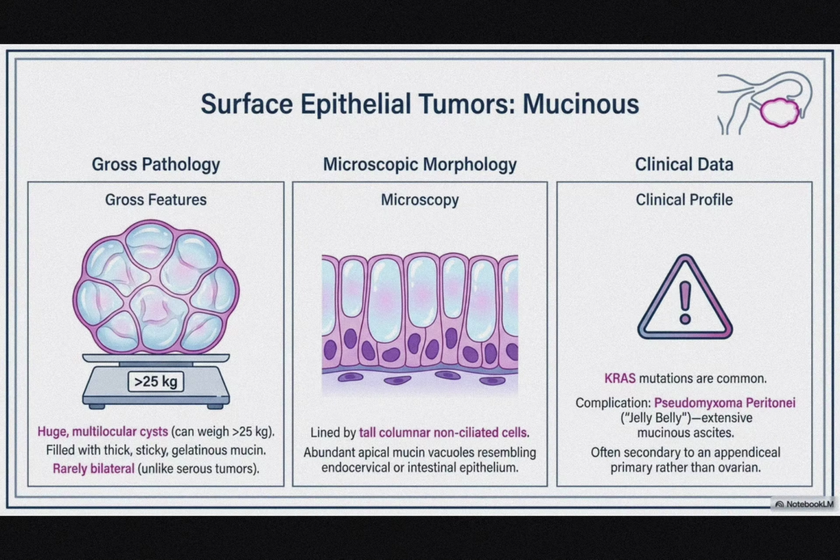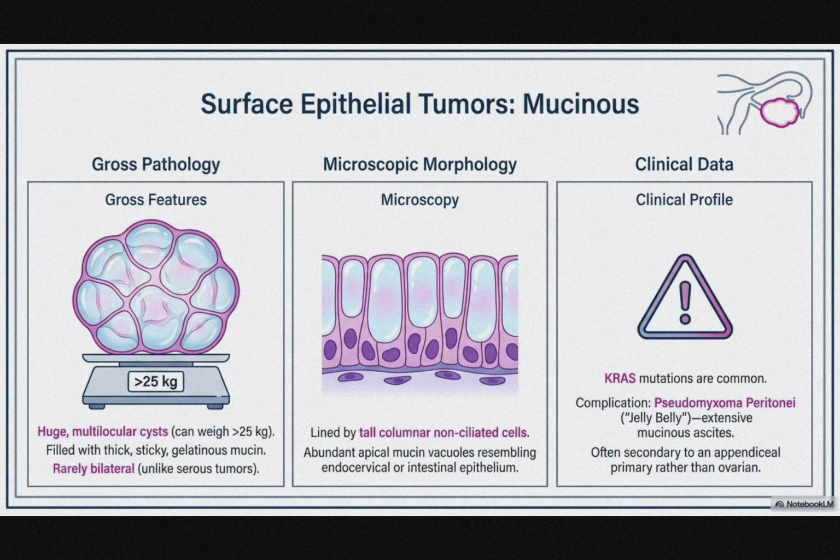So next we have surface epithelial tumors, that is mucinous. Its gross pathology: it is huge multilocular cysts. It can weigh greater than 25 kg. It is filled with thick, sticky, gelatinous mucin. It is rarely bilateral, unlike serous tumors, which are basically bilateral. So this is one of the differentiating features between the serous and mucinous surface epithelial tumors.